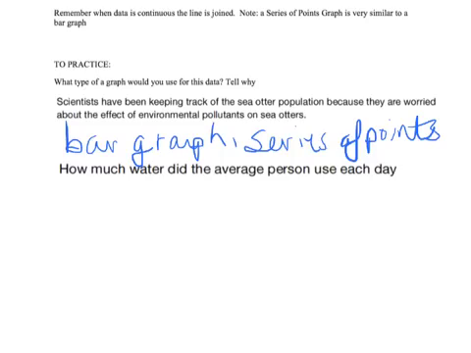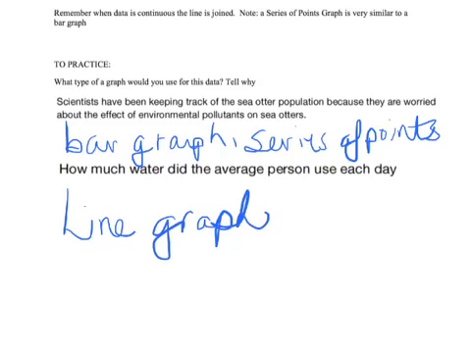Secondly, we have how much water does the average person use each day? Well, we could have half a cup or half a milliliter or whatever. This is a measurement, and often when it's a measurement and not just something that can be counted, it is continuous data. So in this case, a line graph would be your best choice for this data.